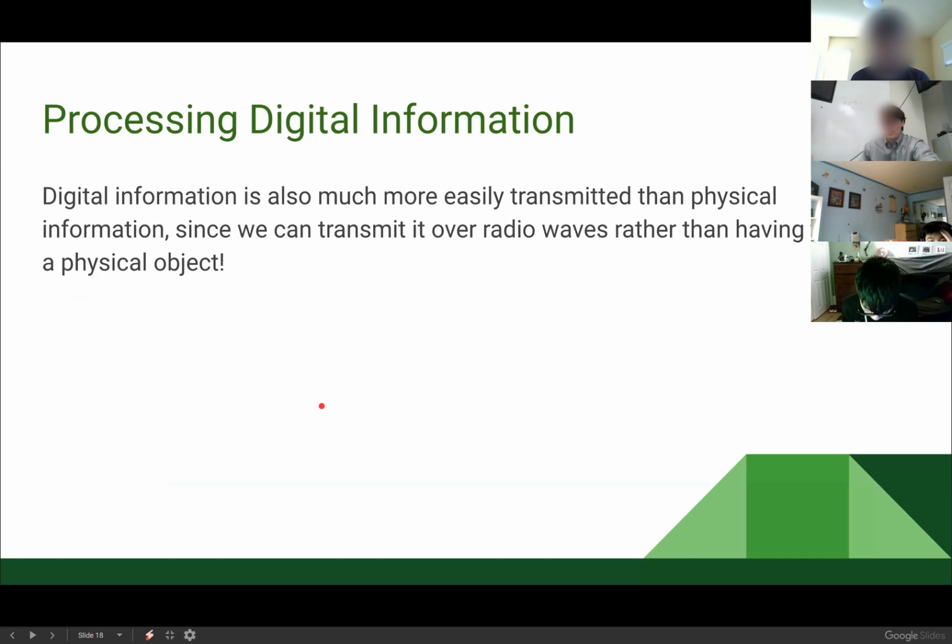Additionally, it's much easier to transfer digital information than it is to transfer physical information, because we can send digital information over radio waves rather than needing to move some physical object. If you have data written down or stored in a punch card or any other variety of physical media, you have to actually physically move that thing in order to transfer your data. With digital information, we can send it over the internet, we can send it over radio waves, and that will transmit it much more quickly and easily than physical data.